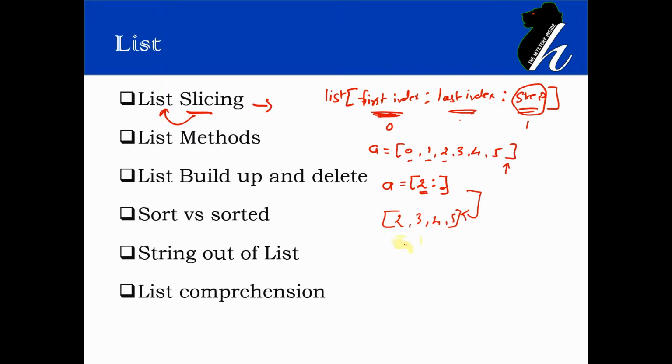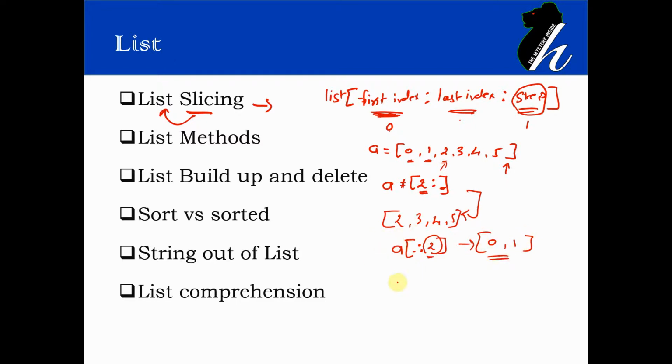Let me do the reverse of that. If I am doing something like A of colon 2, over here I am omitting the first index value. So the last index is 2, and it would start extracting elements from the 0th value, up to this index, but it is not going to include it. So excluding the index that we are mentioning, it is going to print the result. So the result would be 0 and 1. This way we can extract the list elements.